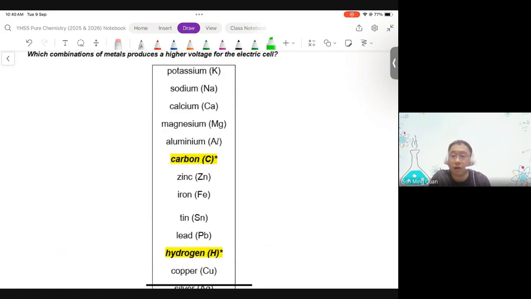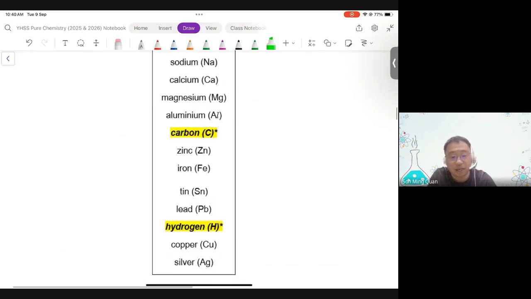So now we know how to make an electric cell. Just connect two metals by a wire. The two metals must be different in reactivity. But how do I increase the voltage of the electric cell? Can I make an electric cell with much higher voltage? Yes, the answer is yes.